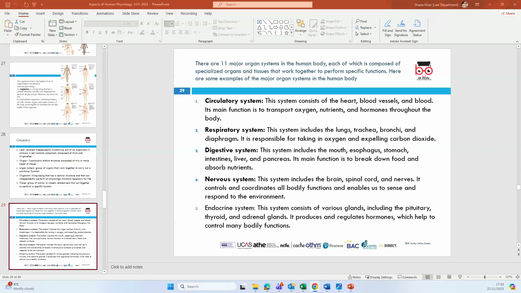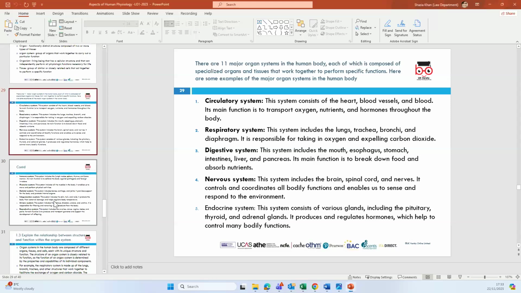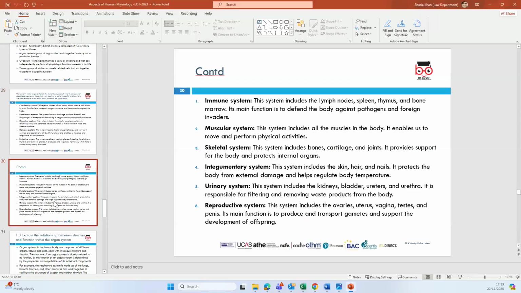We then have the digestive system, like we mentioned earlier, which breaks down food and absorbs nutrients, which are used by the blood. Then the nervous system controls body functions by transmitting signals between the brain and the rest of the body. We then have the immune system, whose elements are the lymph nodes, spleen, and bone, and its main function is to defend against pathogens and foreign invaders.